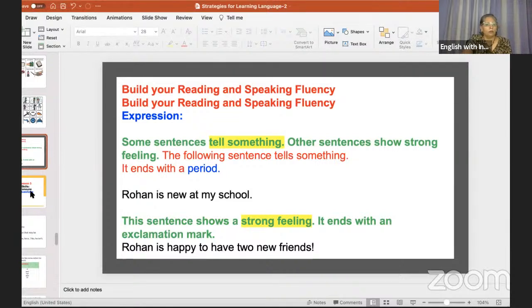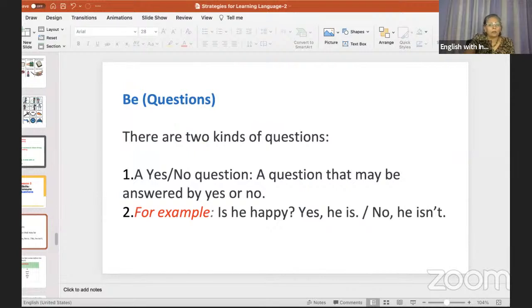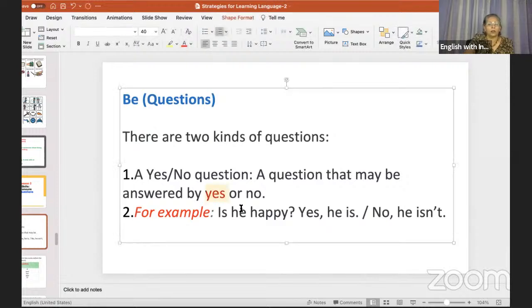Okay, so before we end this, I want to talk about yes, no questions. So the grammar skills, yes, no questions. There are two kinds of questions, yes, no questions. They may be answered in a very simple form. You can say yes, or you can say no, right? Is he happy? Yes, he is. Is he not happy? No, he's not happy. Very simple answers you can get.